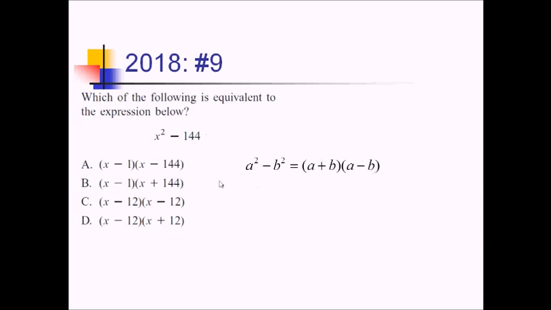So the square root then of x squared is just x. Square root of 144 is 12. So we have x plus 12 and x minus 12. And they wrote them in reverse order here, but it's the same thing. So that'll be choice D.